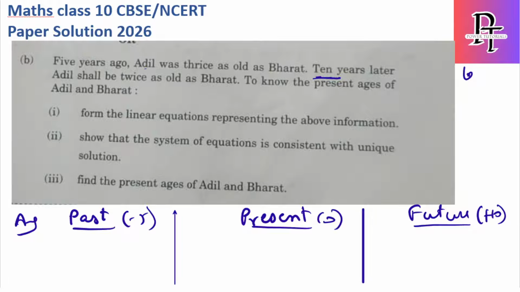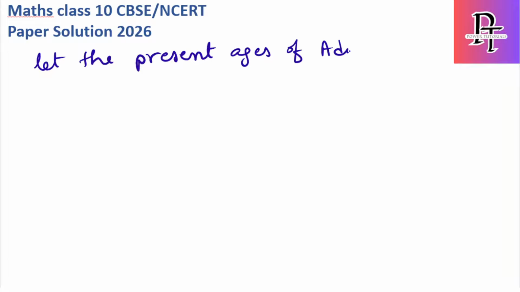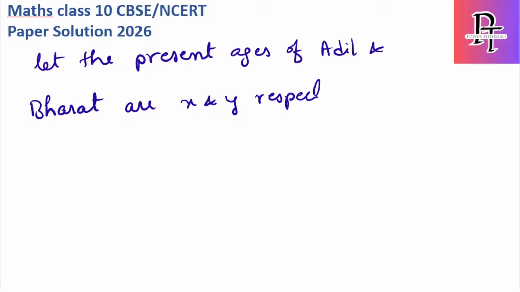Let the present ages of Adil and Bharat are x and y respectively. तो respectively का मतलब है कि corresponding, मतलब अडिल का x होगा और भरत का y होगा.